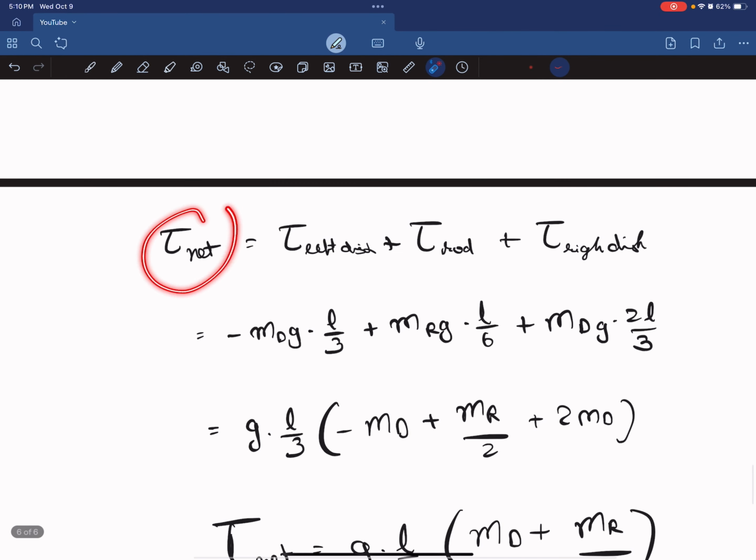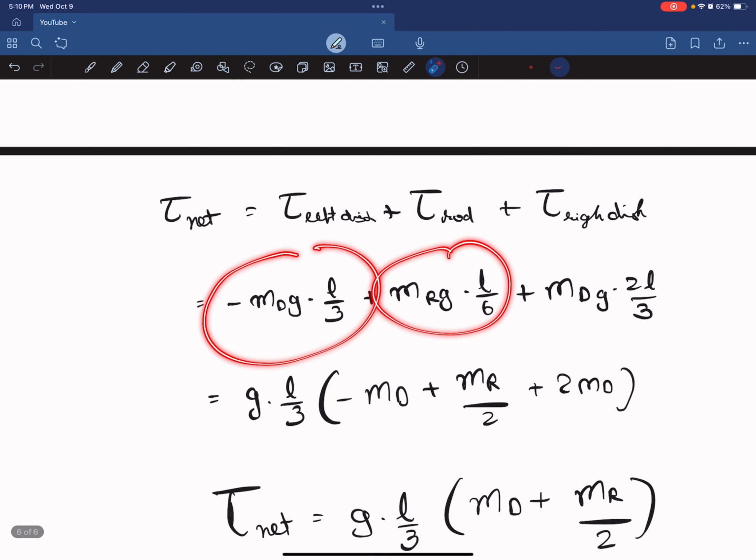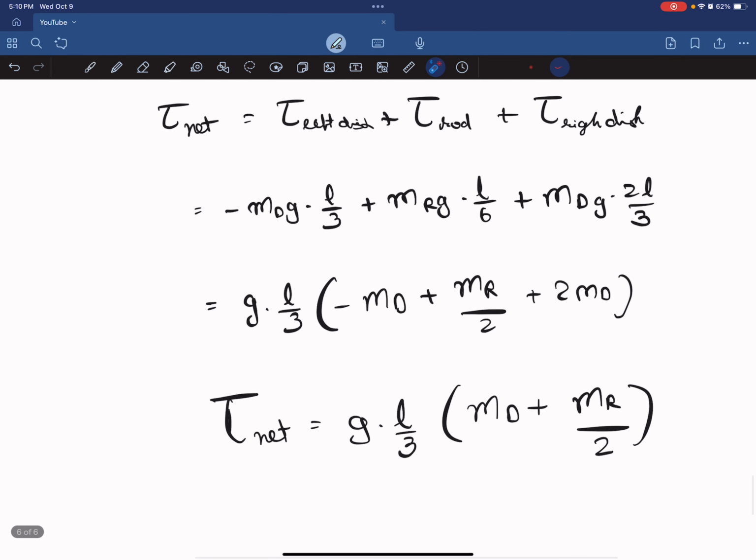Now to find the net torque, we add the torque due to the left disc, the torque due to the rod, and the torque due to the right disc. So we'll take all the equations and add them together. Now we'll take g times L/3 common from each equation.